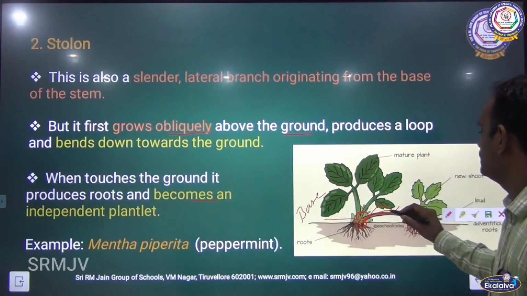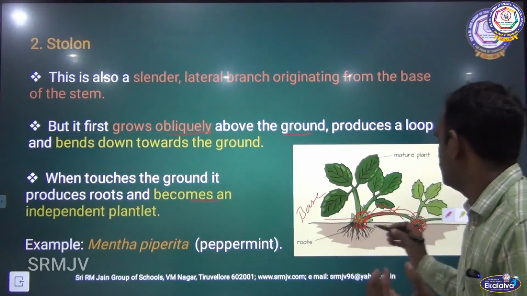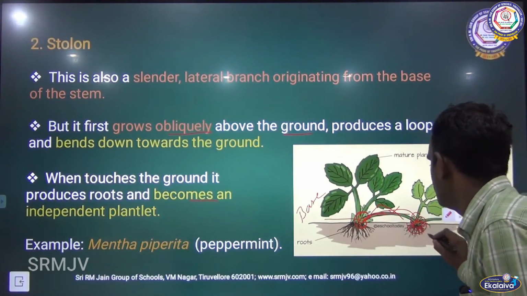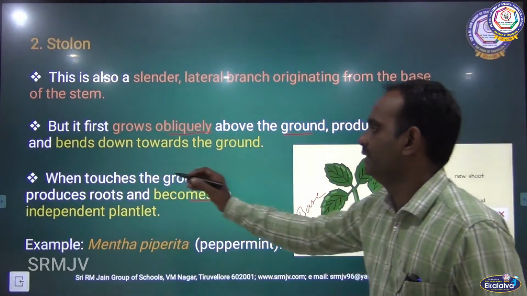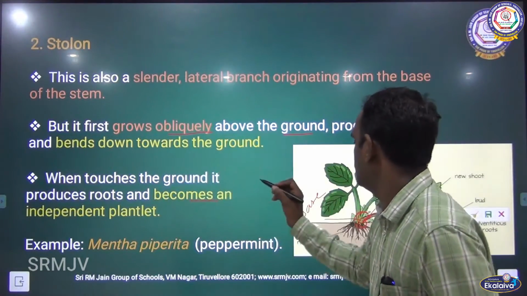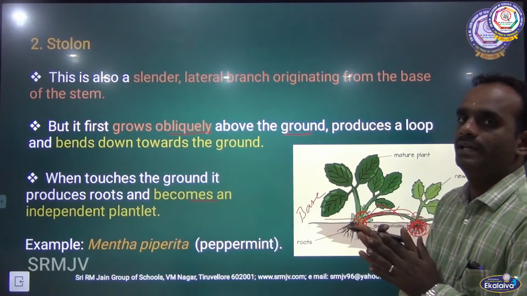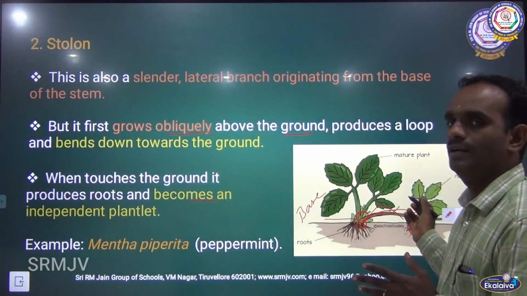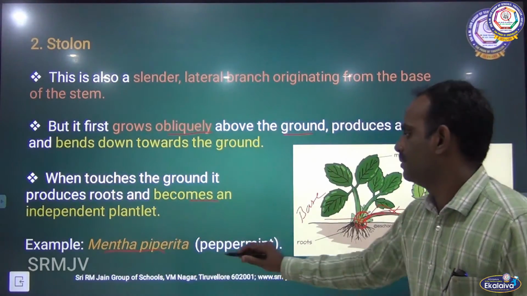When the branch touches the ground, the nodes give rise to the root system, and the roots are submerged in the soil and form a new plant. So it becomes a new independent plant. Example: it is seen in Mentha piperita, mint, peppermint.